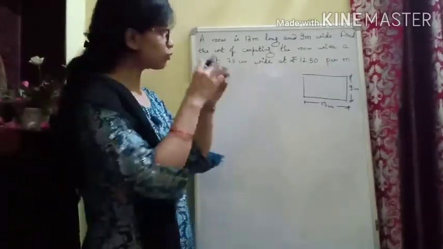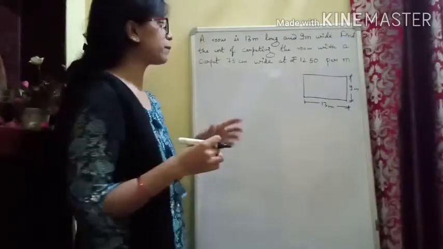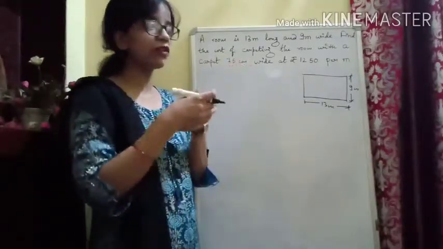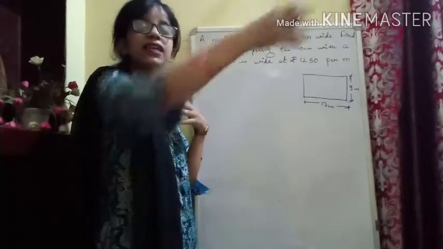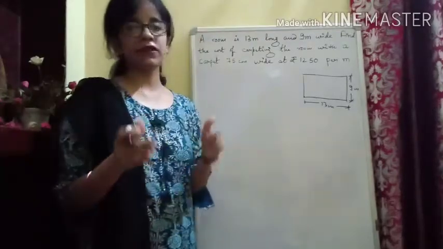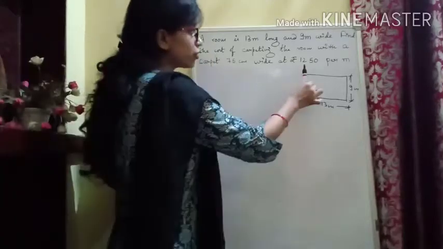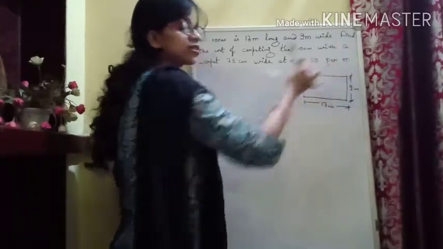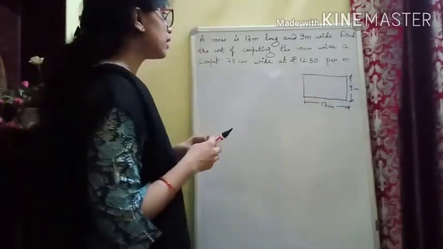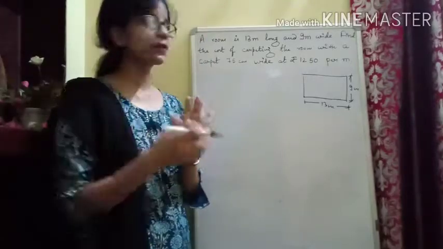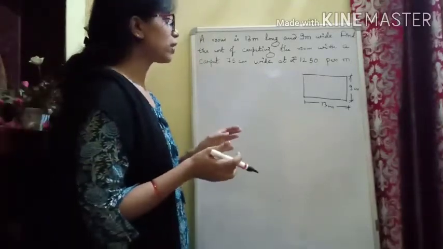So we know the width of the carpet, that is 75 centimeter, but we don't know how many meters in length we need that carpet. We just know the width of the carpet is 75. Let's see, we know the width of the carpet, but how many meter long carpet we want, that's what we have to calculate.